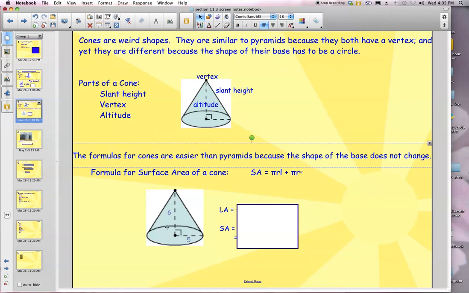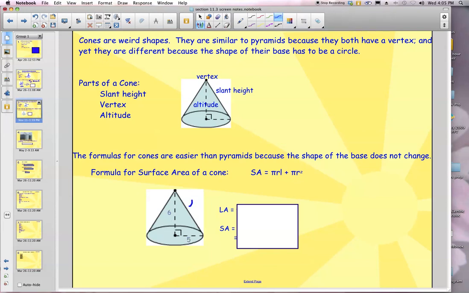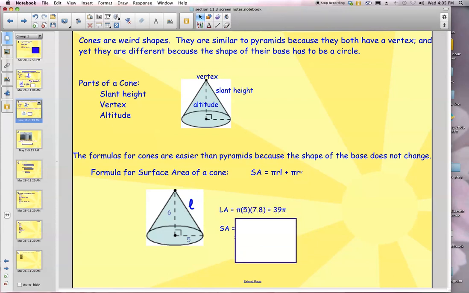So to try this, we know that the radius is 5. To find our lateral area, we'd also need to know the slant height. Notice I don't give you the slant height, but I do give you the altitude. So that makes a right triangle with the radius, so you can do the Pythagorean theorem. You can do 6 squared plus 5 squared equals the slant height squared. And the slant height comes out to be 7.8. So you would do pi times 5 times 7.8 to get the lateral area, which would be 39 pi in exact form, or you could multiply it out.